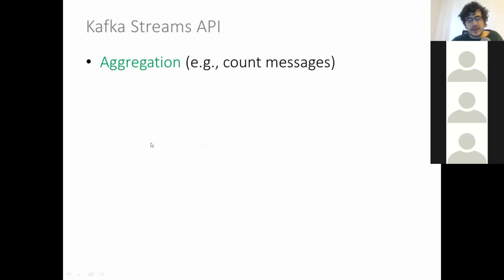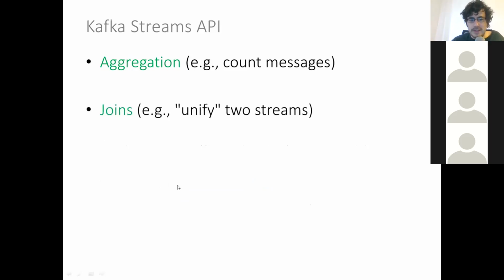There are also within the Streams API certain other features that might be useful. For example, we can do some sort of aggregation to count different types of messages. We can do joins, which allows us to unify two streams. So if we have two different streams and we want to join their keys, we can do that in Kafka. This obviously comes at a cost. When we're trying to unify two streams, we have to synchronize the two streams and join on the keys and so forth.